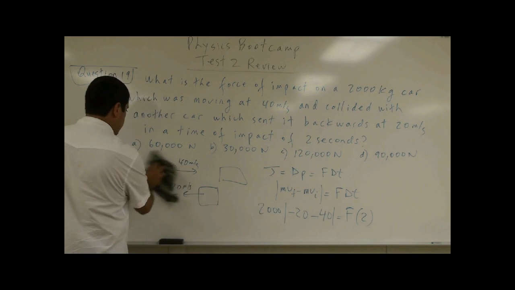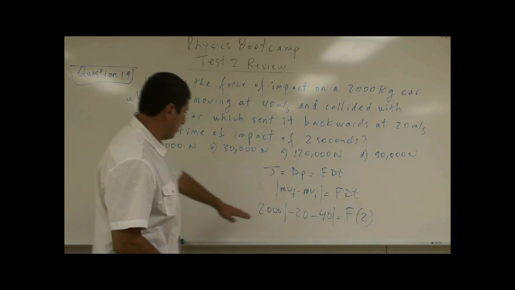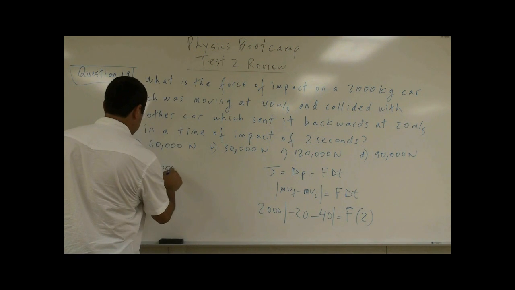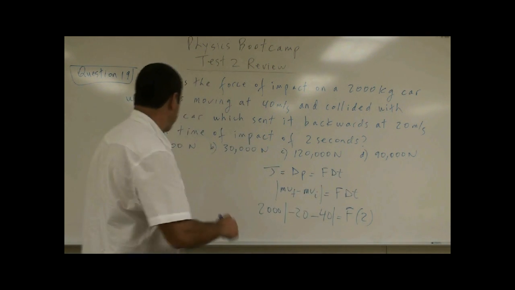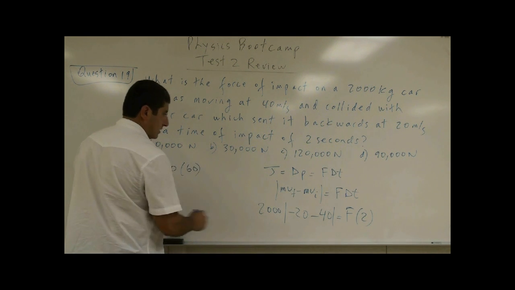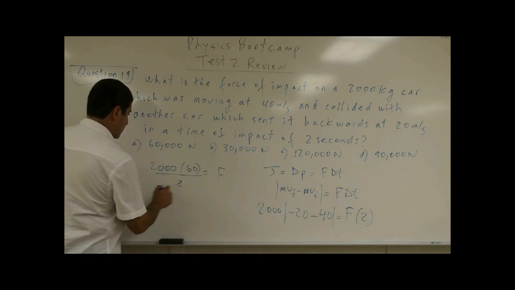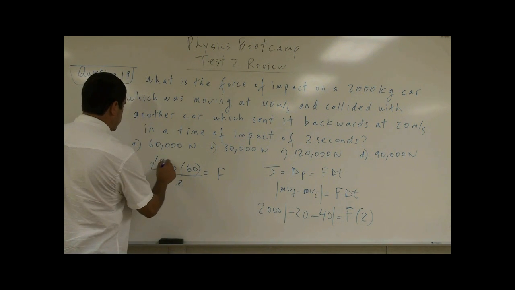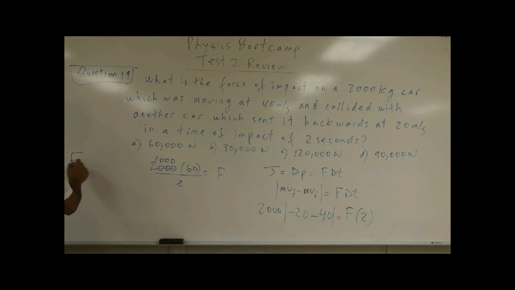So then the answer comes out to what? You're going to get 2,000 times negative 20 minus 40, which is negative 60, but we're just taking the absolute value of that, so 60. Divide that by 2, and that's equal to F. So 2 goes into 2,000 1,000 times, since you're dividing by 2 seconds. 1,000 times 60, F equals 60,000. Okay, so the answer is A, 60,000. Okay, thank you.